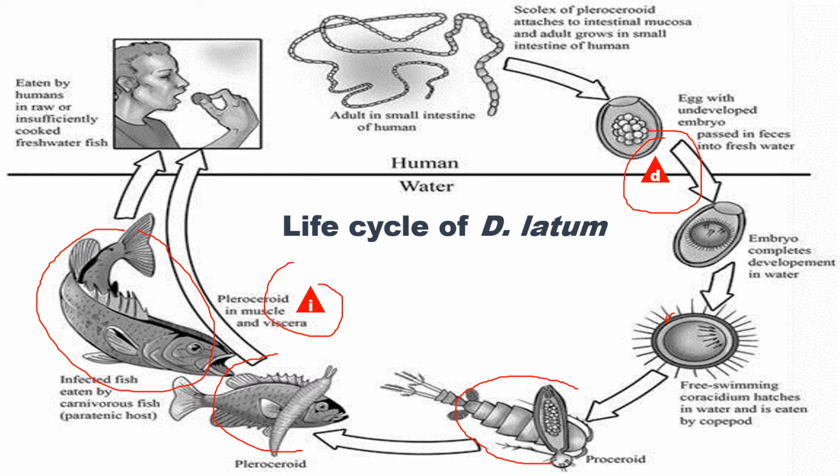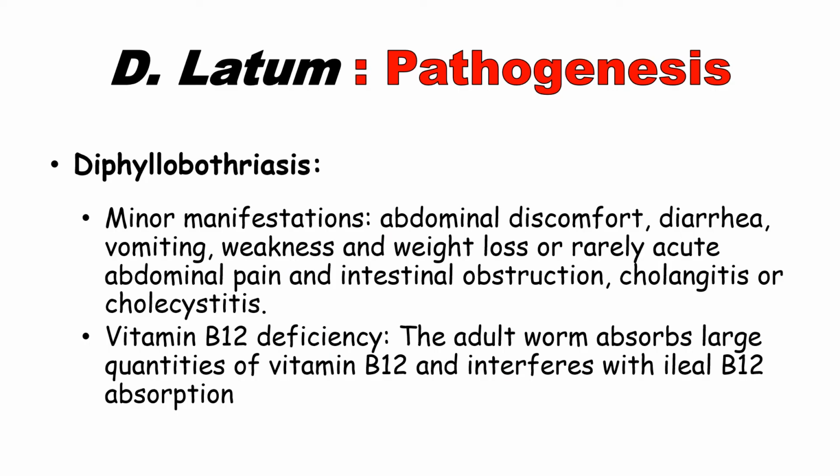So infective stage, it's the plerocercoid, while the diagnostic stage, it's the egg, the immature egg. Okay? So the pathogenesis of latum, we have diphyllobothriasis. Minor manifestations are abdominal discomfort, diarrhea, vomiting, weakness, and weight loss. And usually, it may also cause intestinal obstruction. Particularly in heavy infection, your tapeworms will obstruct your intestine, similar to the bolus of Ascaris.